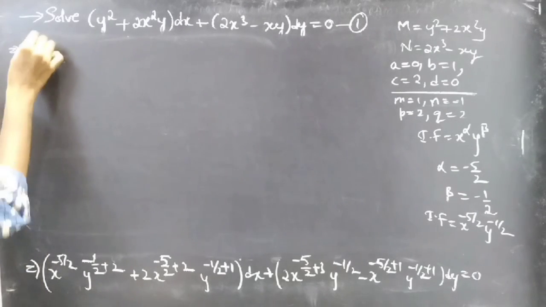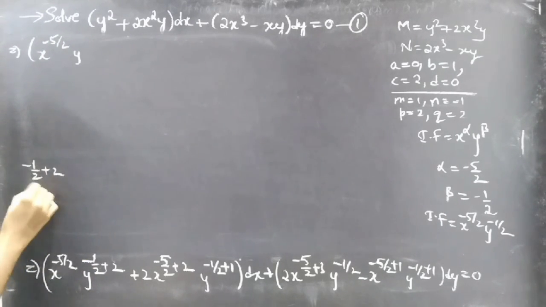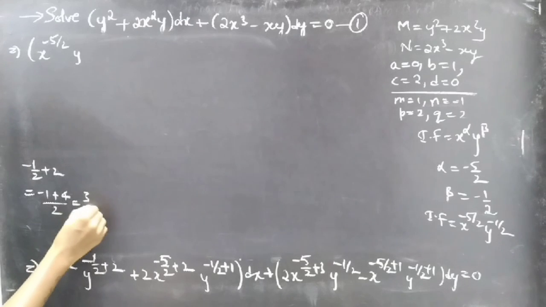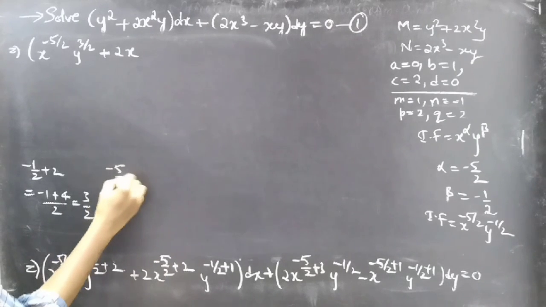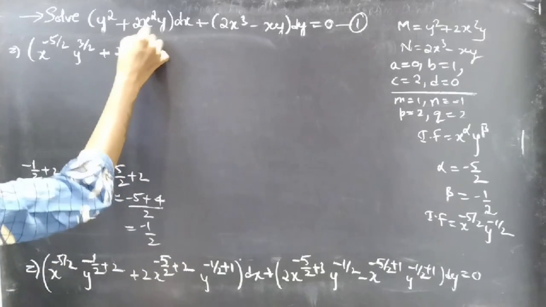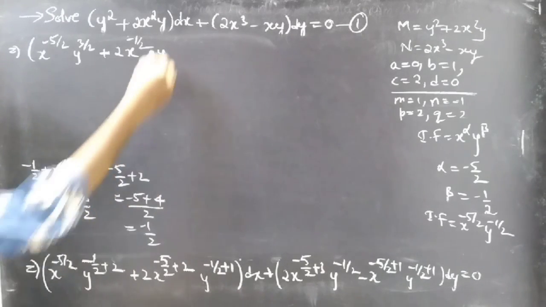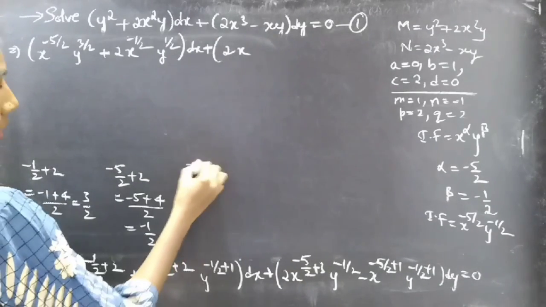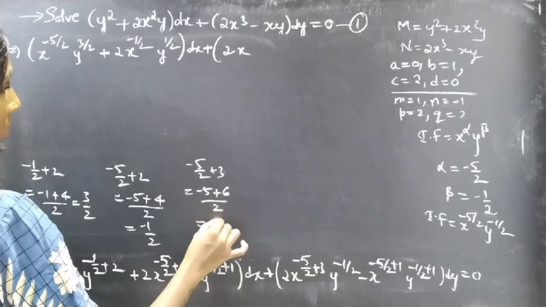This becomes x^(−5/2) y^(−1/2 + 2) gives us, −1 plus 4 is 3 by 2, you'll get 3/2 here, plus 2 into x^(−5/2 + 2) gives us −5 plus 4 by 2, which is −1/2, into y^(−1/2 + 1), which is half, into dx plus 2 into x^(−5/2 + 3) gives us −5 plus 6 by 2, which gives us 1/2.